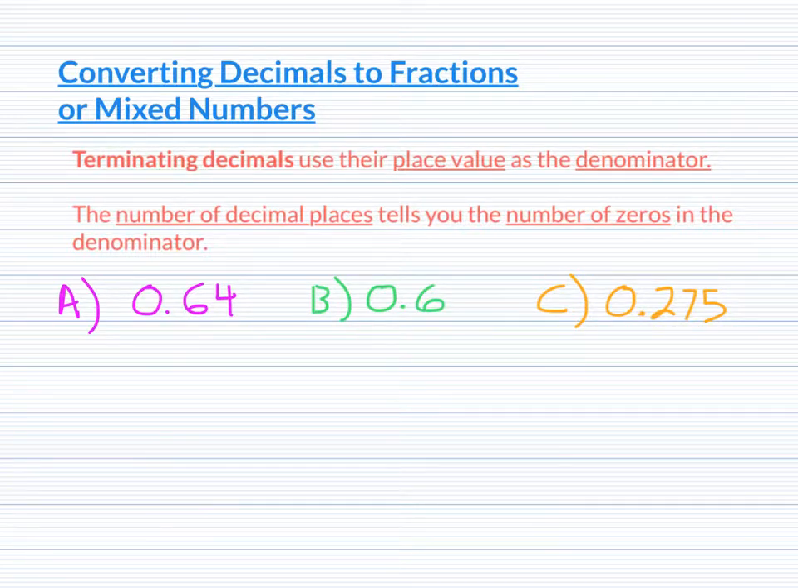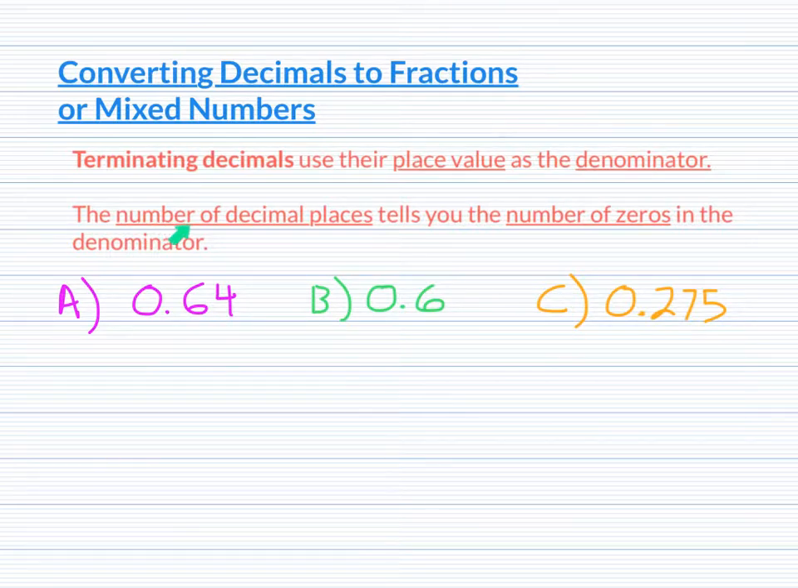Remember, terminating decimals are decimals that do not go on forever. They eventually end. So if we look down here at our three examples, we have three terminating decimals. They do not repeat. So with terminating decimals, we just use the place value as the denominator. Like this first one, our place value is in the hundredths. That's as far as it goes.